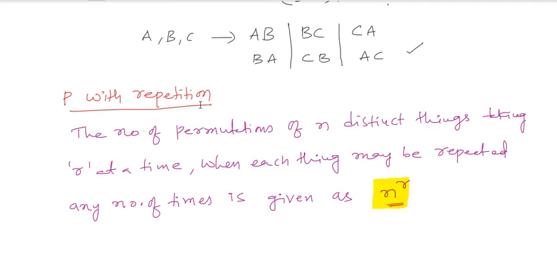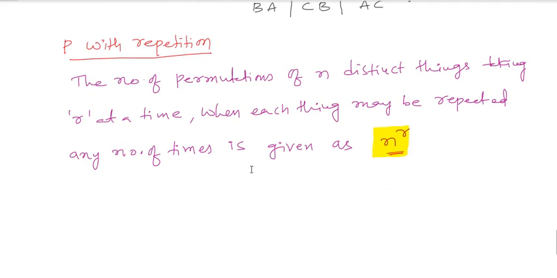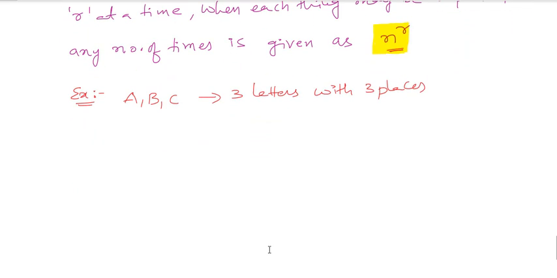Again, the same example I took earlier, I'm taking here. Permutation with repetition means: first one, A, B, C, which is 3 letters with the 3 places. How will you do it here? That is n to the power of r, which is 3 power 3, which is 27. So what are the possible cases?